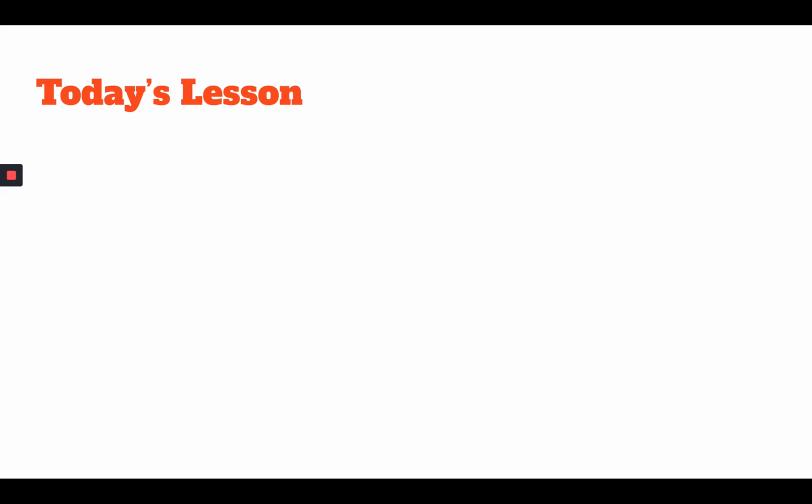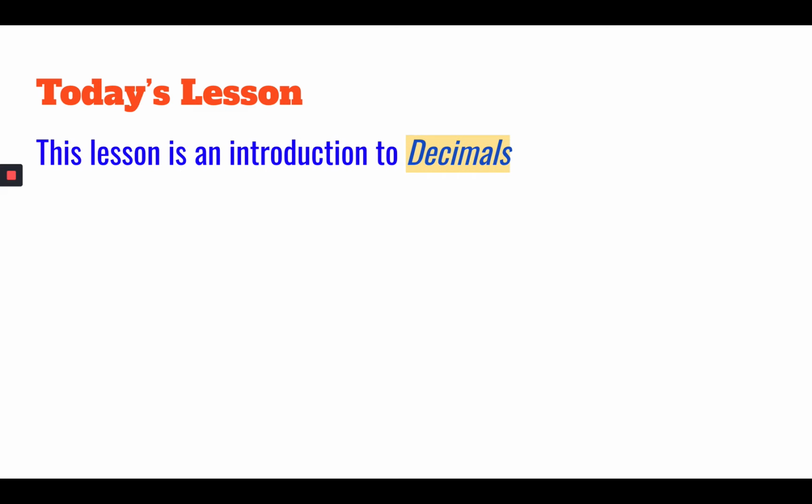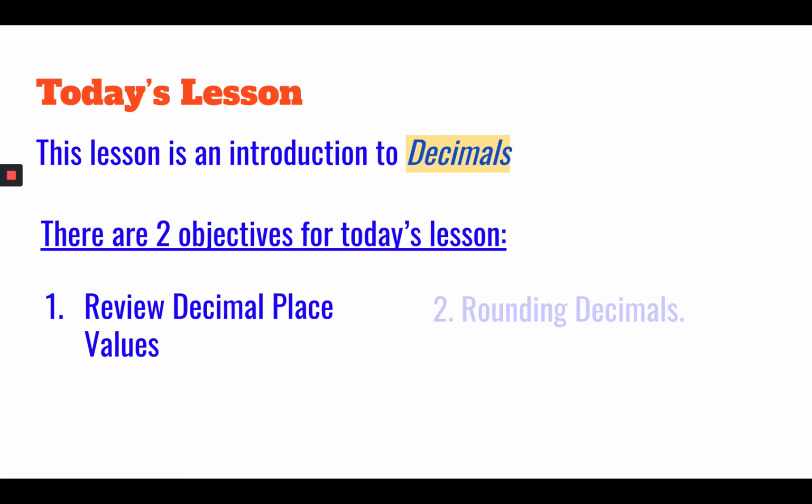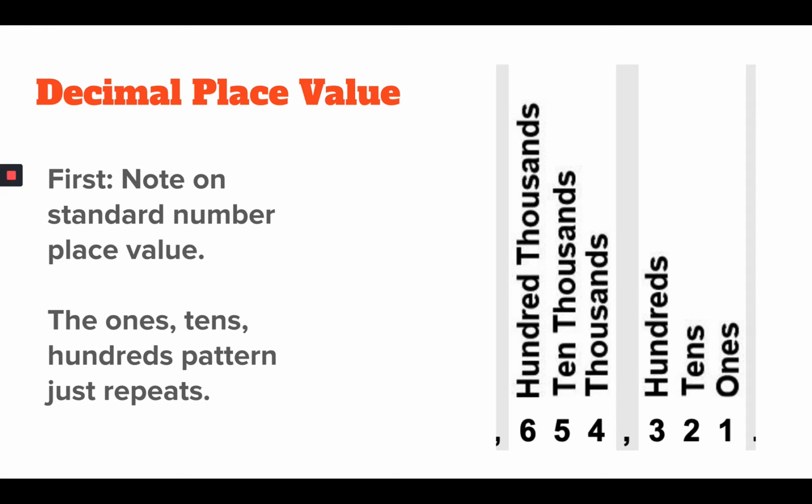So what we're looking at today is really an introduction to decimals. This is a supplemental lesson. It's not from the book, it's a worksheet, and it's something the book doesn't talk about because it might be a review of stuff you've done last year. But just to make sure that everybody's on the same page, today we're talking about 2 things. The first is a review of decimal place value, and the second one is on how to round decimals. So we're going to start with decimal place value.